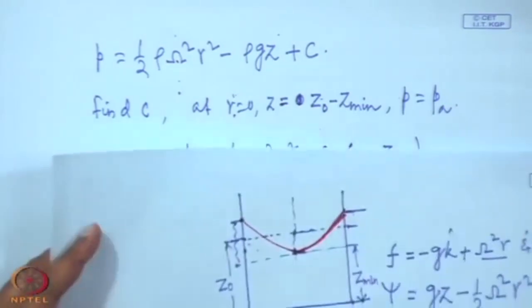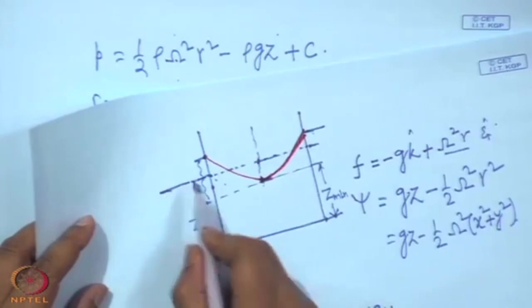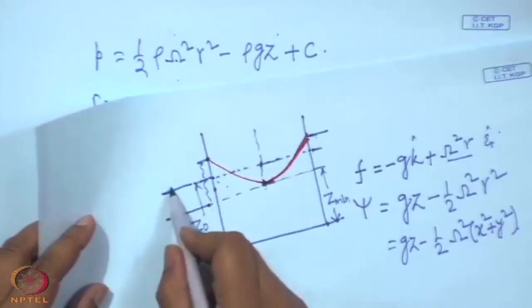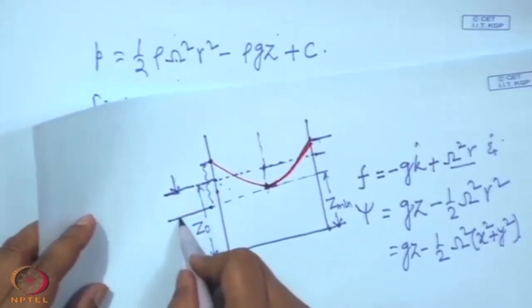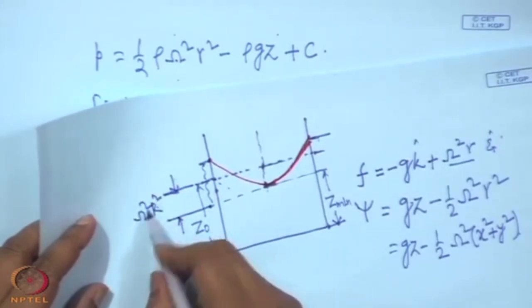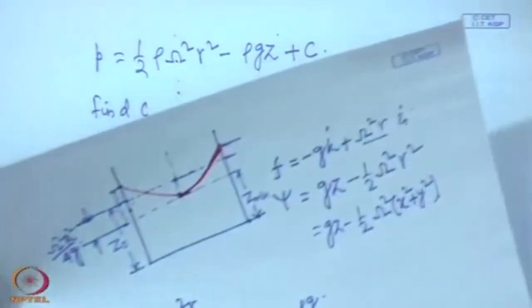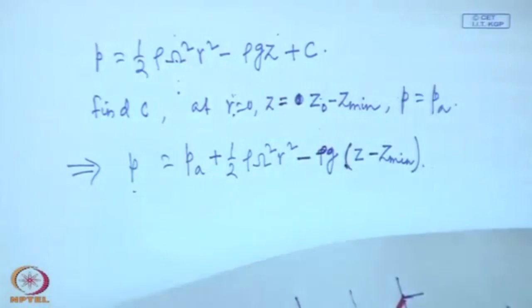And this distance will come as omega square r square by 4 g. You can check that.